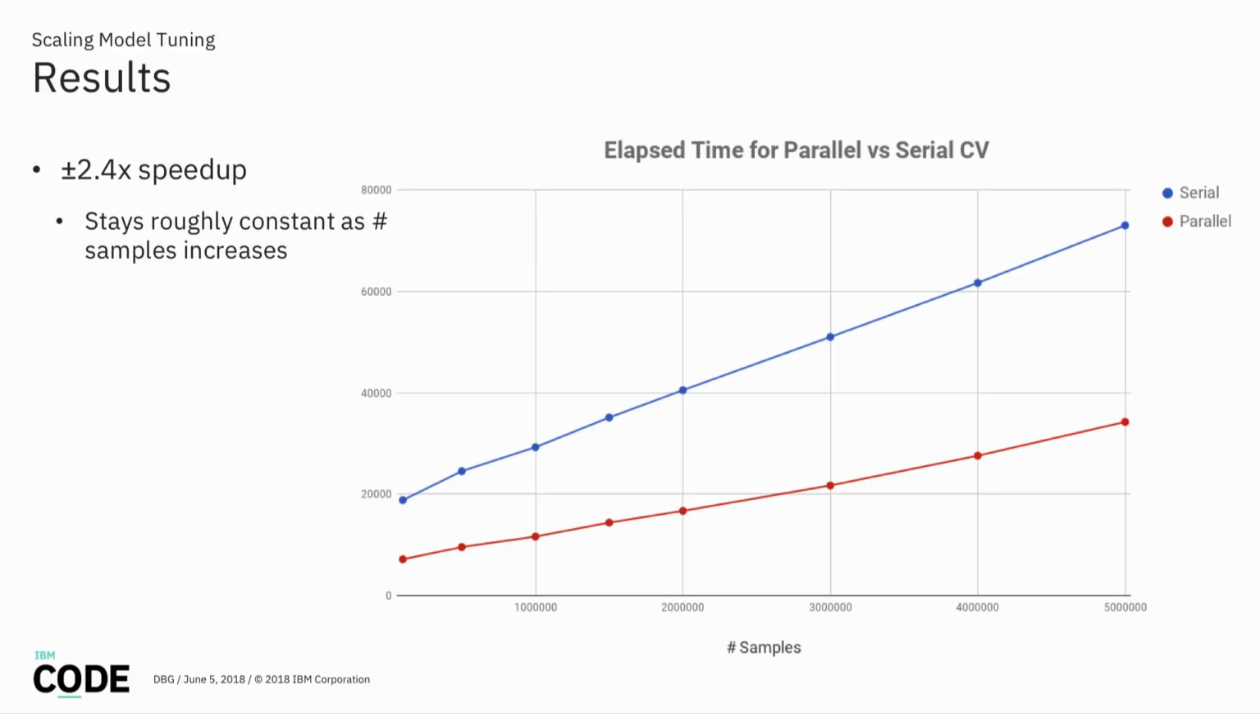So we ended up seeing about a 2.4 times speedup, which kind of makes sense since we set the value to 3. We didn't quite get to that maximum value, but fairly close. And you can see as we increase the number of data samples, it roughly remains a constant time speedup.